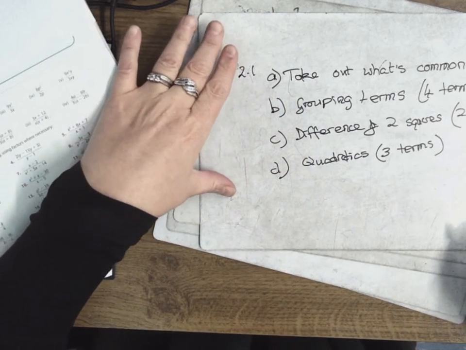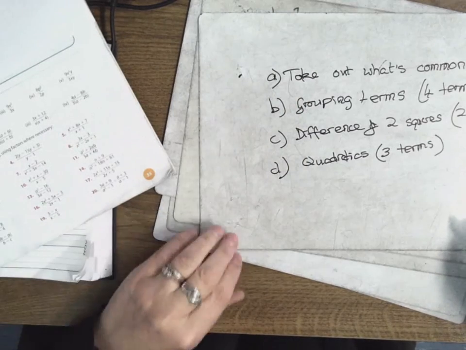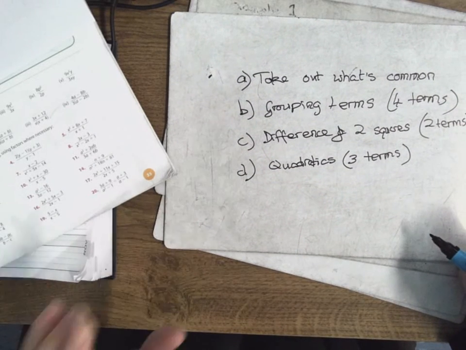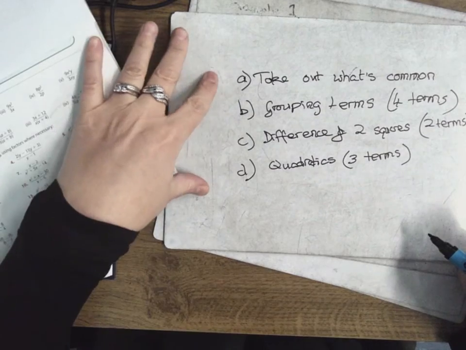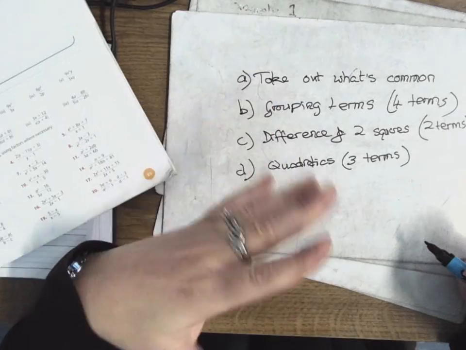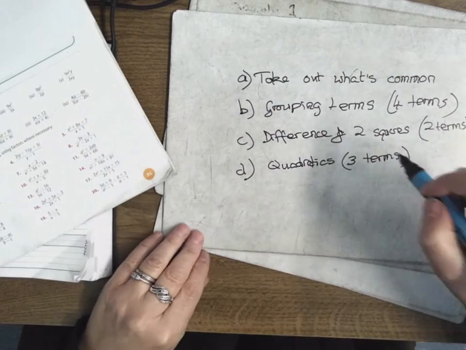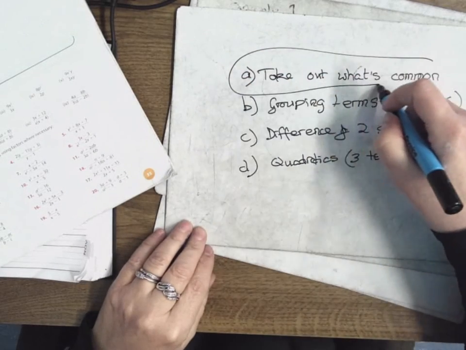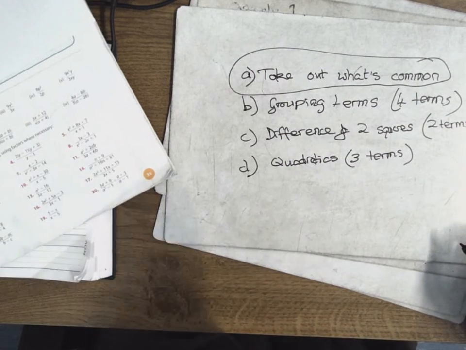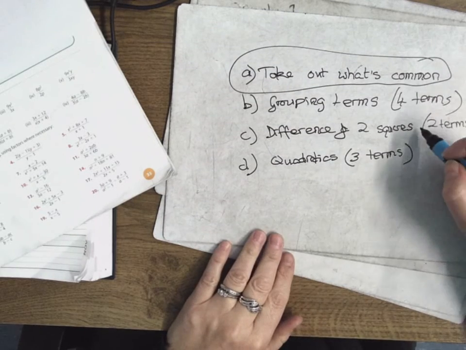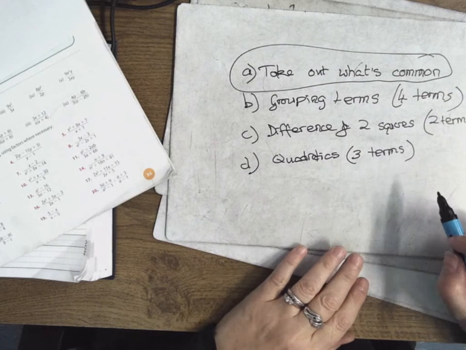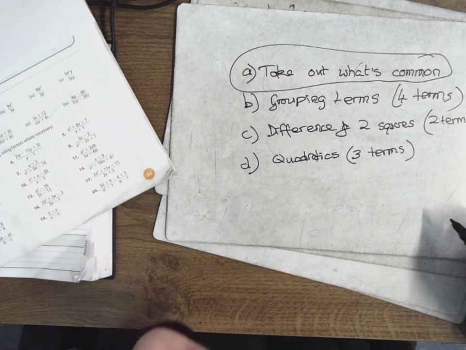Because that's what will happen in the exam. So you won't know which one to use, okay? That's the whole point. You always try this one first. If there's nothing common across the whole line, it's either 1, 2, or 3, and you know by counting the terms: 4 terms, 2 terms, or 3 terms. Is that clear to everyone?